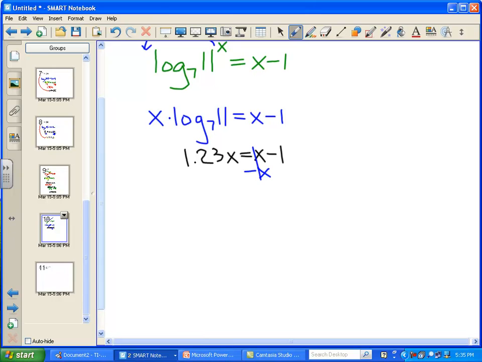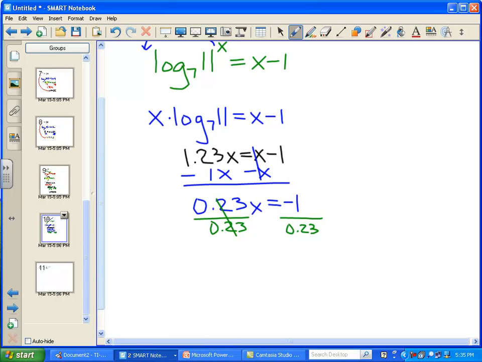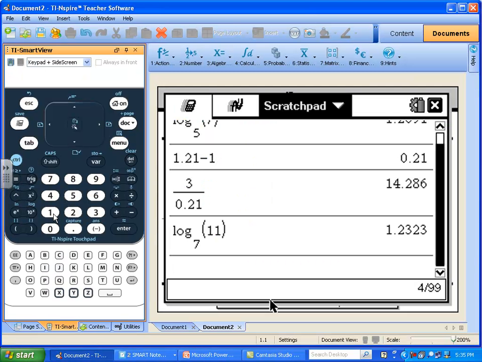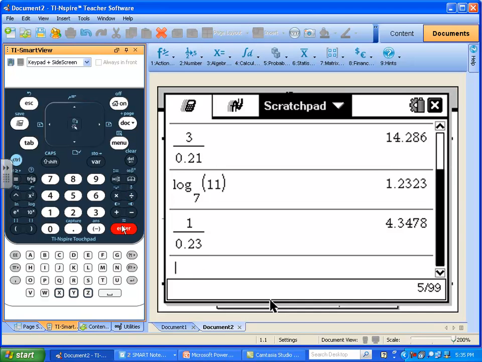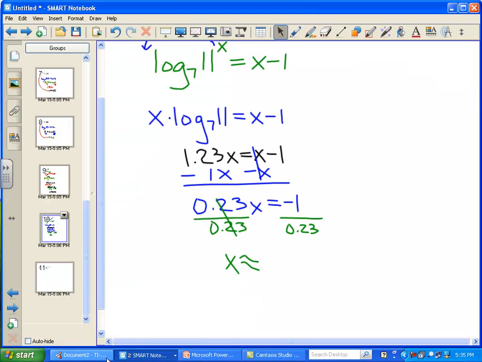So we'll go ahead and subtract x. And I'll get 0.23x, because that's 1.23 take away 1, is equal to negative 1. And then my last step, I'll just divide both sides by 0.23. And I'll get x is approximately equal to 1 divided by 0.23. That's 4.35, and don't forget to tack the negative on there. So x is approximately equal to negative 4.35. Okay?